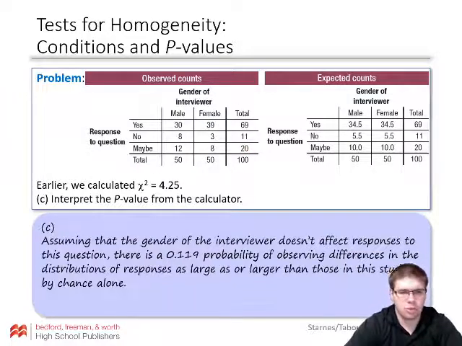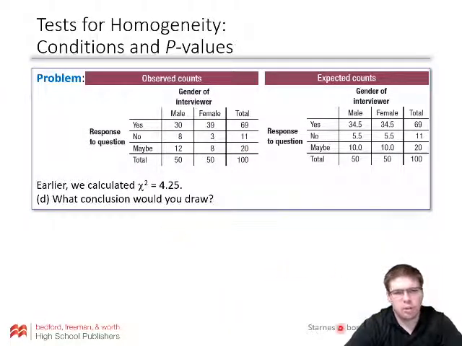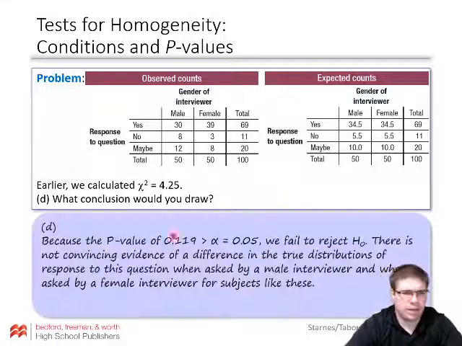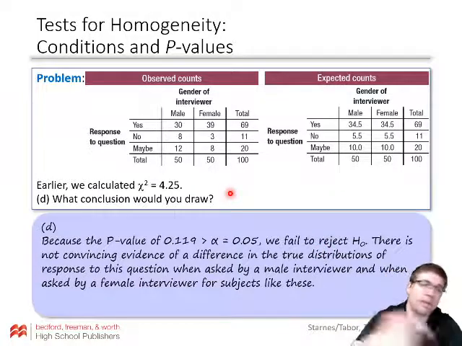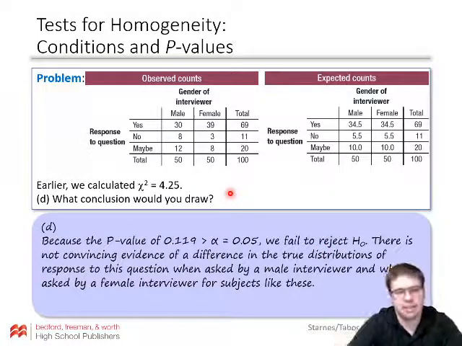So what conclusion would you draw? Because our p-value is greater than an alpha level of 5%, we fail to reject the null hypothesis. There is not convincing evidence of a difference in the true distribution of responses to this question when asked by the male interviewer and when asked by a female interviewer for subjects like these. It's not concluding that they're the same. We just did not find significant evidence that they are different. We may have made a type 2 error in this case.